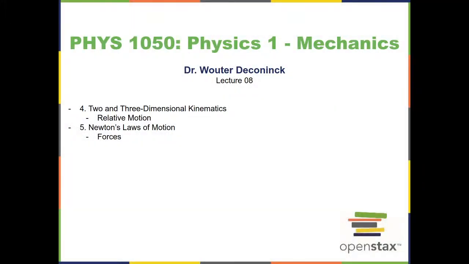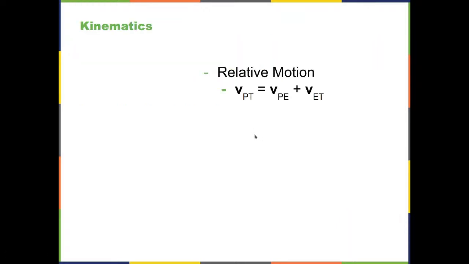So let's start with where we left off last time, which was this topic of relative motion. The main formula there, and of course you don't need to memorize formulas necessarily, but if you memorize formulas or you know which ones to use, then at least solving problems will go quicker. So the main formula there is that the velocity of, in this case, the example was the person with respect to the train, is the velocity of the person with respect to the Earth plus the velocity of the Earth with respect to the train.